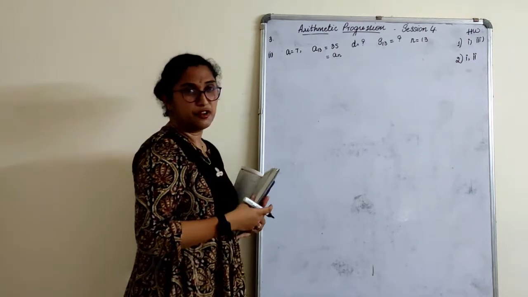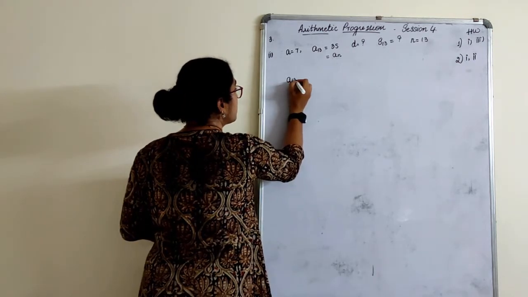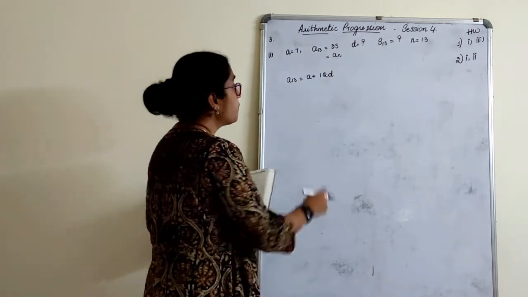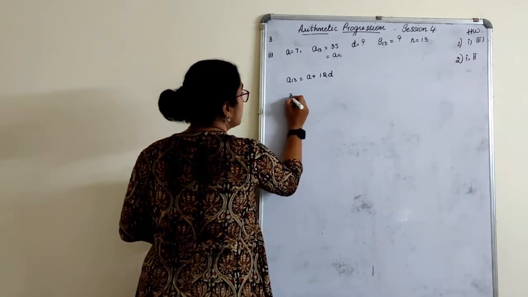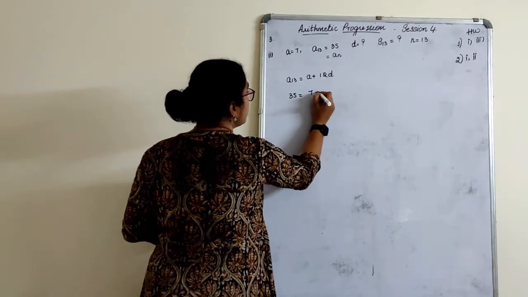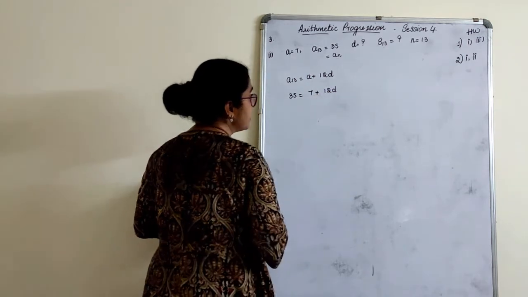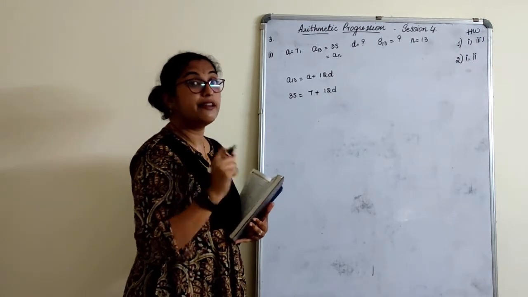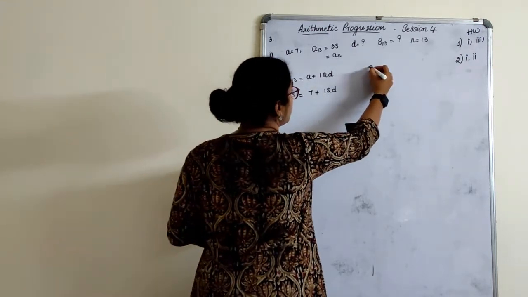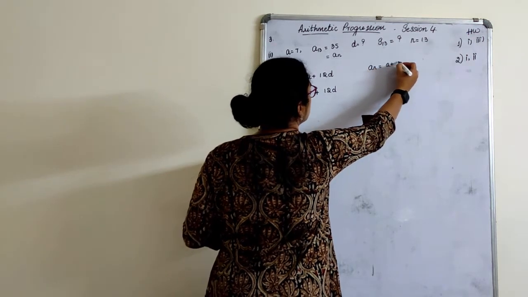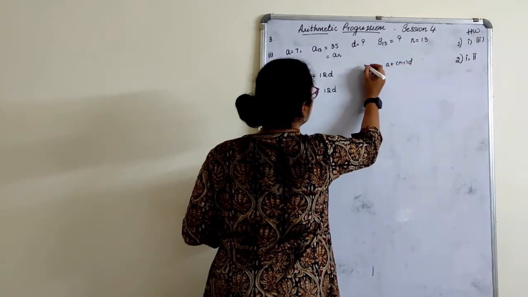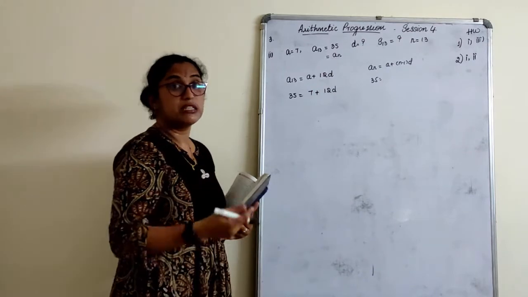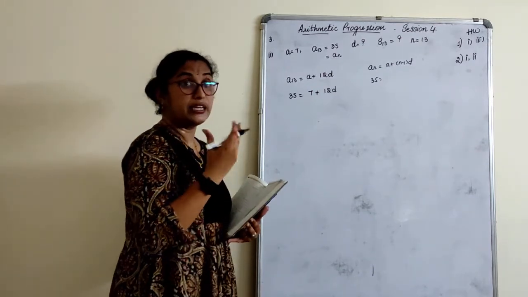But we need not use the An formula here. What will I do now? A13 is equal to A plus 12D. Okay. A13 is 35. A is what? 7. 12D as it is. Shall we do this? Yes. If in case you do not want to do it like this, then what best you can do is apply this formula here. Same thing. An is equal to A plus N minus 1 of D, where An is nothing but A13, that is nothing but 35 is equal to, it comes to the same thing only. Understand what we are doing and how we are doing.